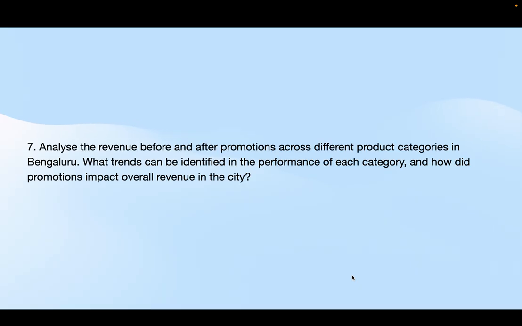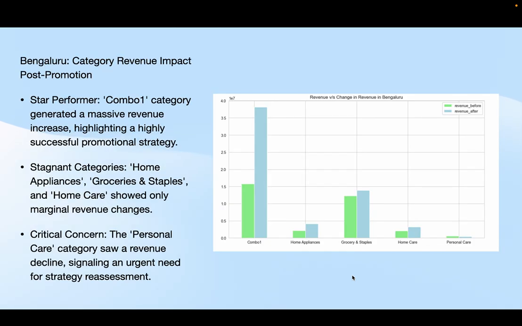As we can see clearly, the standout story is Combo 1, which saw a massive revenue increase. The other core categories saw only a slight change. Most concerning is personal care, which actually saw a decline. This reinforces our earlier finding that this category needs immediate attention in this key market.